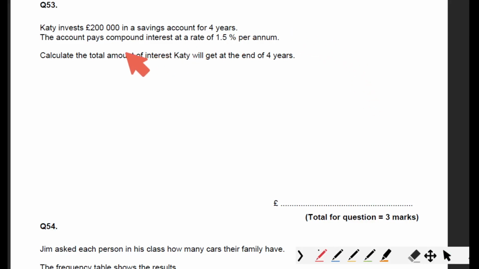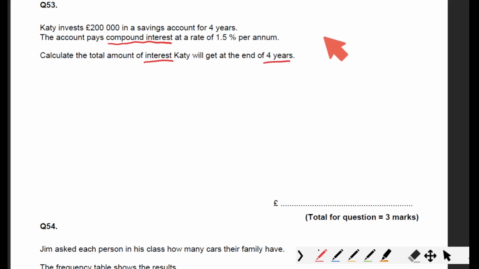This one is percentage, it's compound interest, right? So here, Katie invests £200,000 in a savings account for 4 years. The account pays compound interest at a rate of 1.5% per year. Calculate the total amount of interest she'll get after 4 years, at the end of the 4 years.